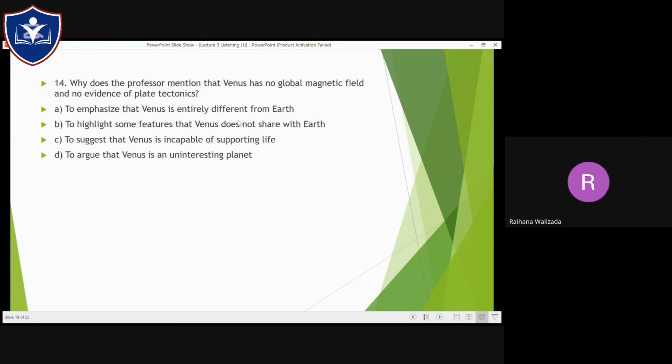The next question, why does the professor mention that Venus has no global magnetic field and no evidence of plate tectonics? Why does the professor mention that? A, to emphasize that Venus is entirely different from Earth. B, to highlight some features that Venus does not share with Earth. C, to suggest that Venus is incapable of supporting life. D, to argue that Venus is an uninteresting planet.